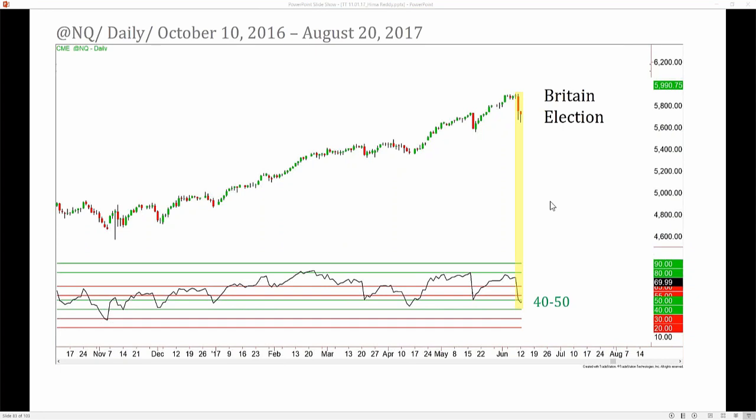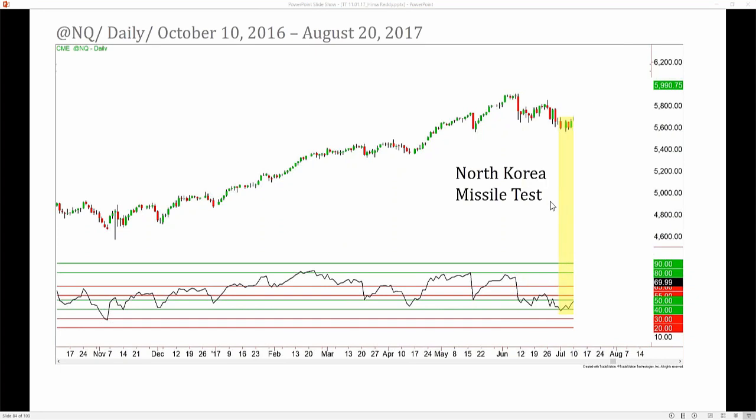Then later we had the summer, the British election, and in this situation, we also found support in the 40 to 50 zone. After that, a couple weeks later, we had the North Korea missile test. Okay, this isn't politics per se or a planned event, but this really freaked people out. Now, this is the situation that unfolded. You had this double, if you're an Elliott person, I don't know if this is technically a zigzag with the two legs, but you had a two-legged correction, whatever you want to call it. But look at all the RSI did. All it did was work itself off back into the 40 to 50 zone, okay?